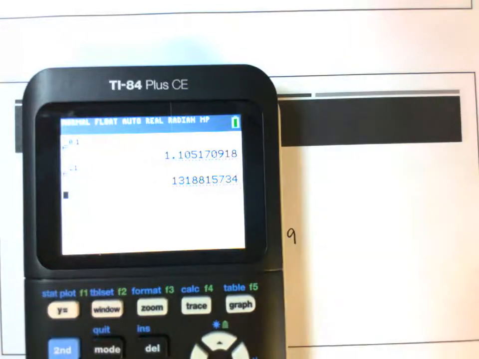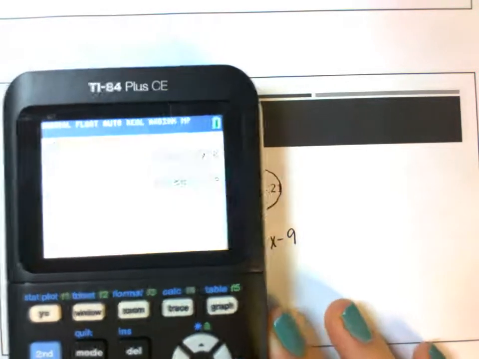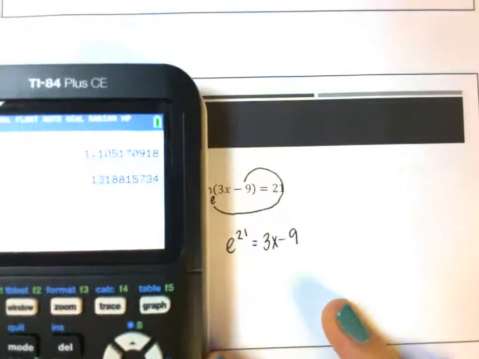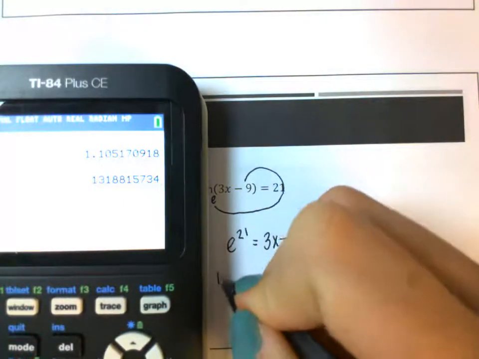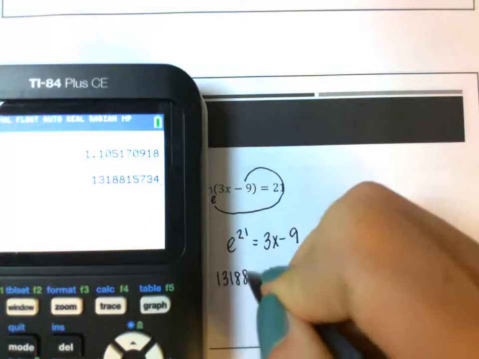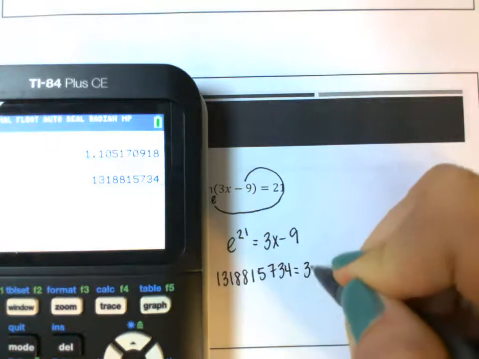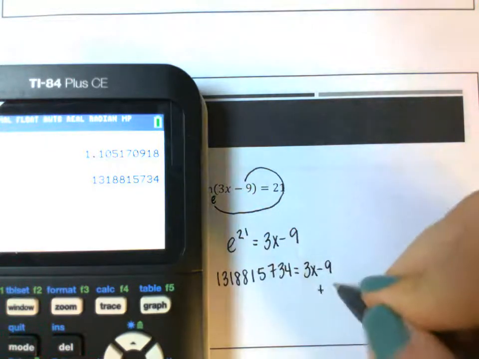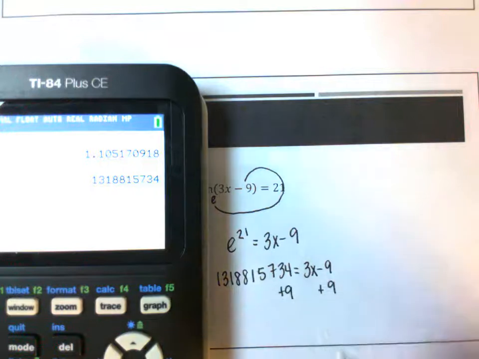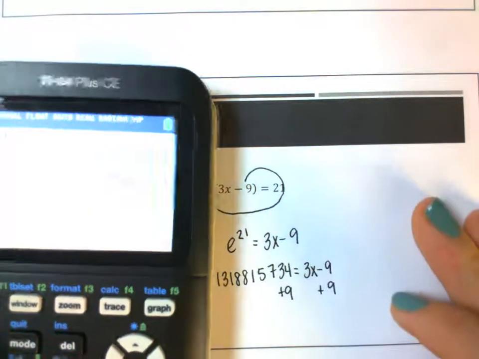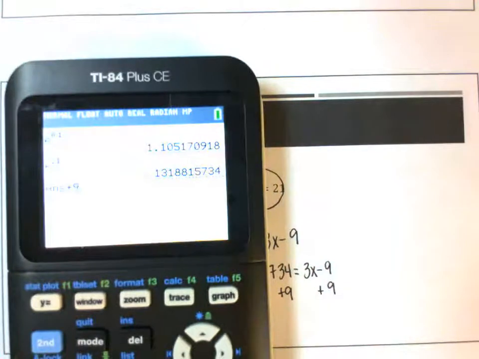Now, your calculator may write it out like this for you. Your calculator may also give you something like 1.3188, etc., e to the something. I'm not going to be too picky on how you write that, but I am going to take the time to write all of this out. So don't stress it if your calculator gives you something different. Then I'm going to add 9. And this is where it's so nice to have a calculator, because instead of typing all of that in again, I can just hit +9, and I love that.